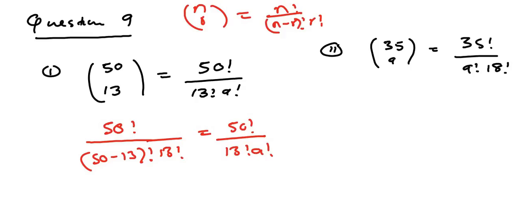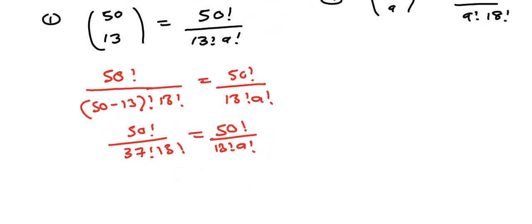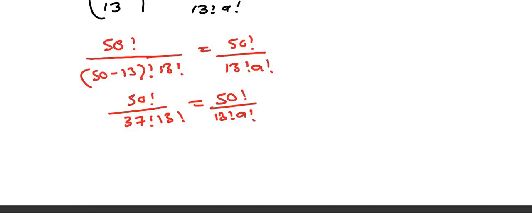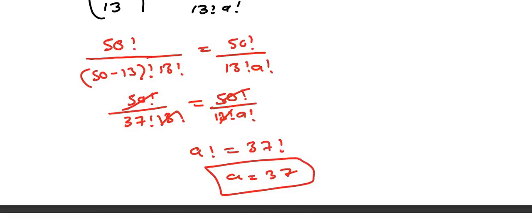Now, we already know your 50 minus your 13 is 37. So this is 50 factorial over 37 factorial and 13 factorial, which equals 50 factorial over 13 factorial and a factorial. Meaning, the only thing that is missing on the other side is 37. These two will be the same. So if I cancel the 50, I cancel the 13, I'm only remaining with a factorial being equal to 37 factorial, meaning a is 37 for these two sides to be equal. That's for the first case.